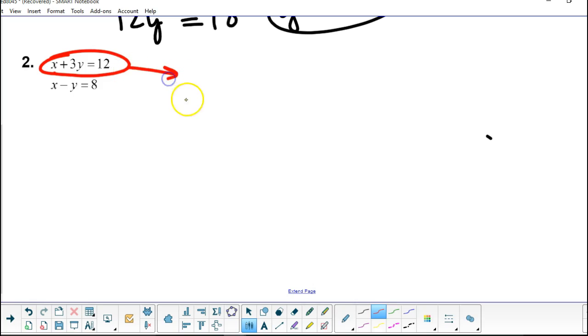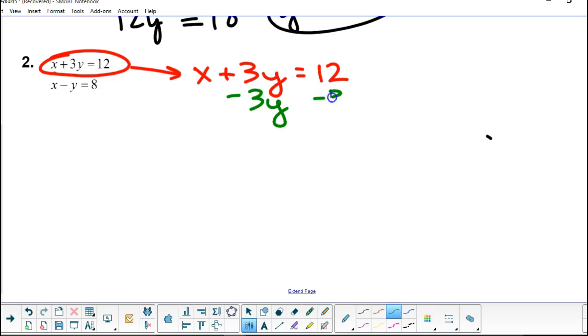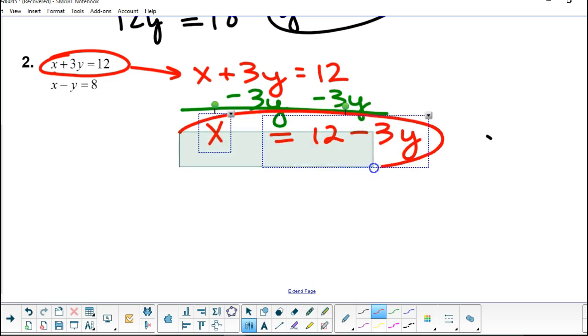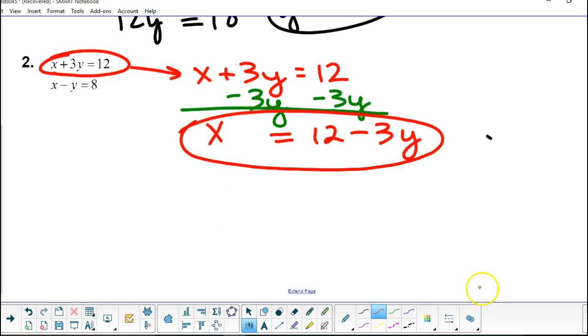In doing that, that's going to be x plus 3y equals 12. Now, to solve that for x, we would just subtract 3y from both sides, as we've been doing with everything else. And that's going to give me a final statement of x is equal to 12 minus 3y. Now, that is going to be what we plug in to the x in this second equation.